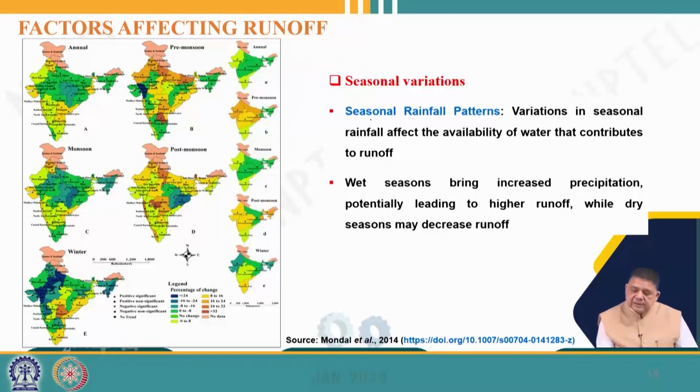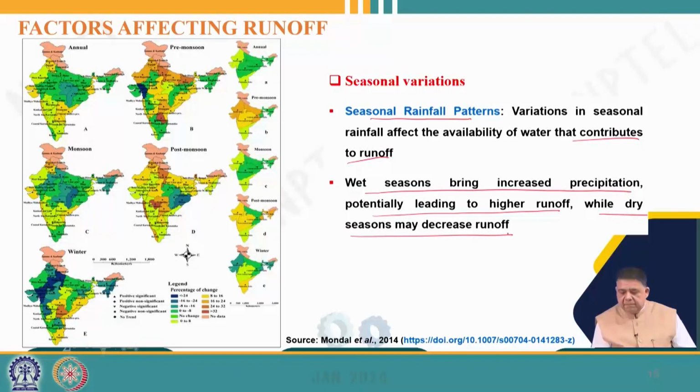Within seasonal variation, the seasonal rainfall patterns will also impact the runoff generation and the runoff distribution. Wet seasons bring increased precipitation, potentially leading to higher runoff, while dry seasons may decrease runoff, and we have seen that when we were discussing the various types of streams. We saw that there are ephemeral streams or intermittent streams which carry water only during a rainfall event or immediately after a rainfall event or only during monsoon seasons. So, obviously, in wet seasons we can expect higher runoff as compared to a dry season.